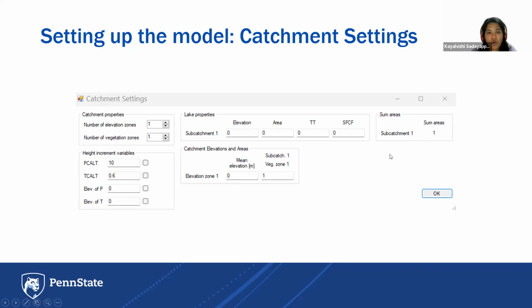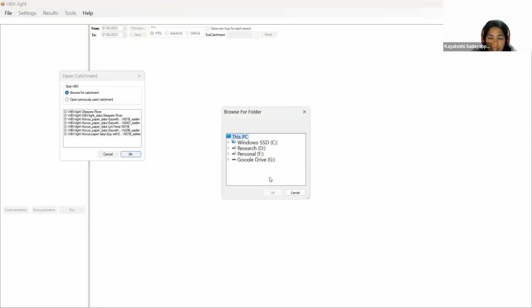So now I'm going to go into the HBV Lite model interface itself and show you how to make these settings. So going to the HBV Lite model itself. The first time you open this software, it will give you a dialog box like this. Click on the browse for catchments and then OK. Now navigate to the folder where you have saved your input files.